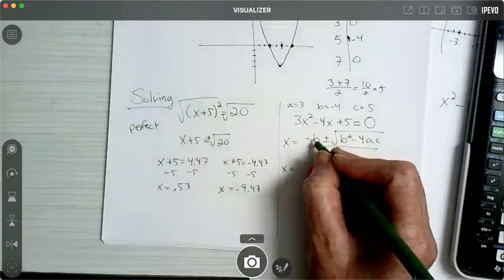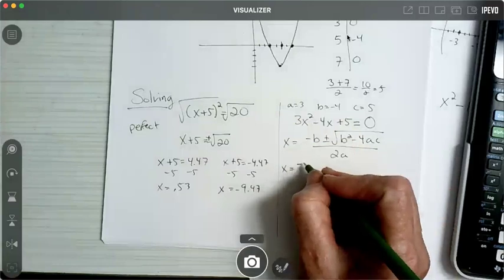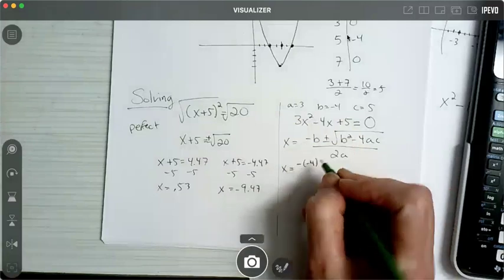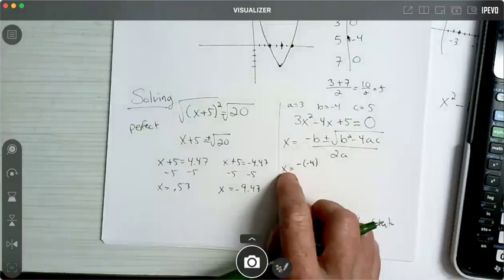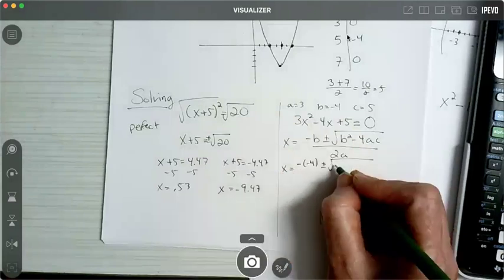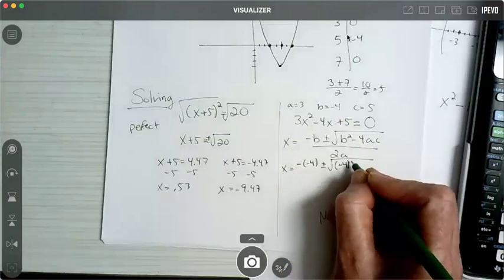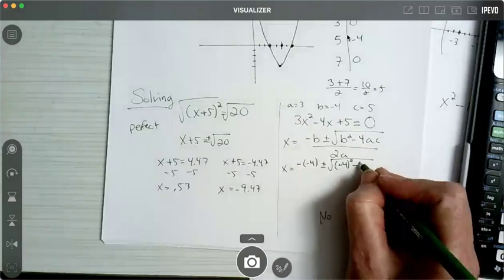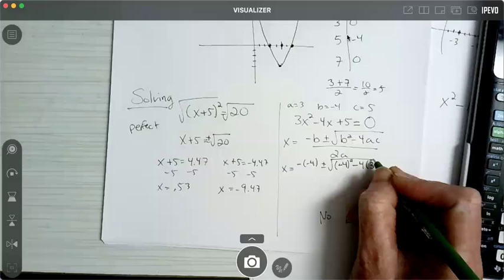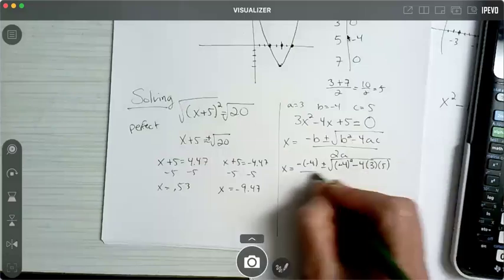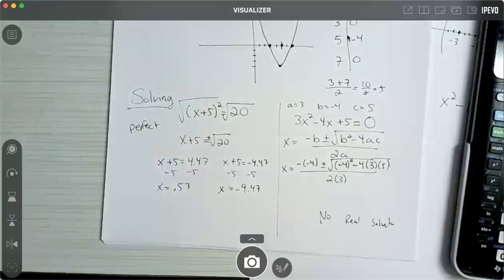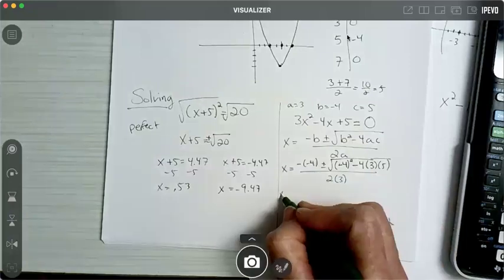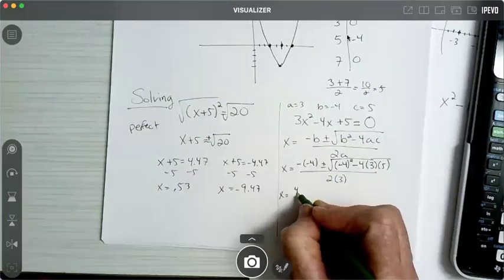So b here is negative 4, so I will have negative negative 4, which is going to make that into a positive, plus or minus the square root. I'm going to do negative 4 squared. That's going to become a positive because negative 4 times negative 4. And then minus 4 times 3 times 5. This is all going to be over 2a, which is 2 times 3.